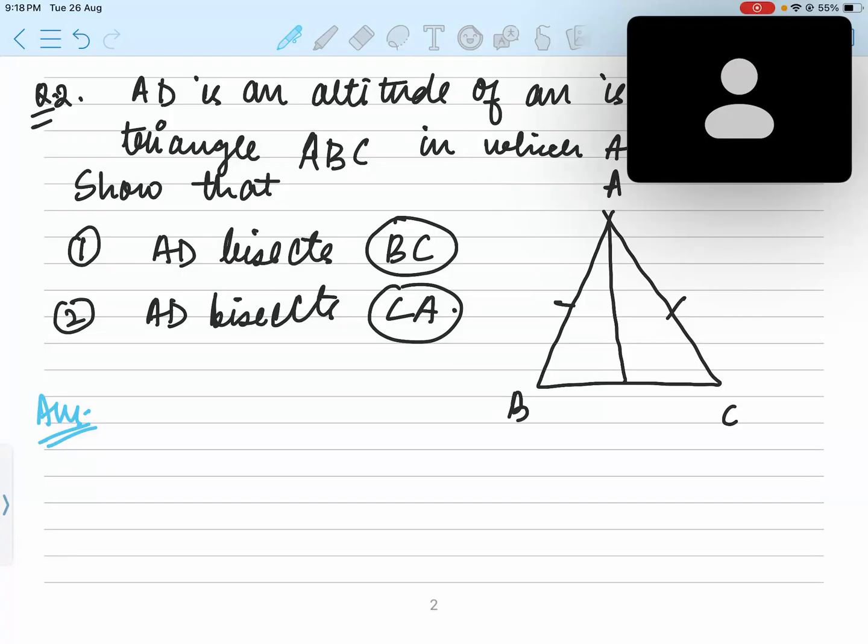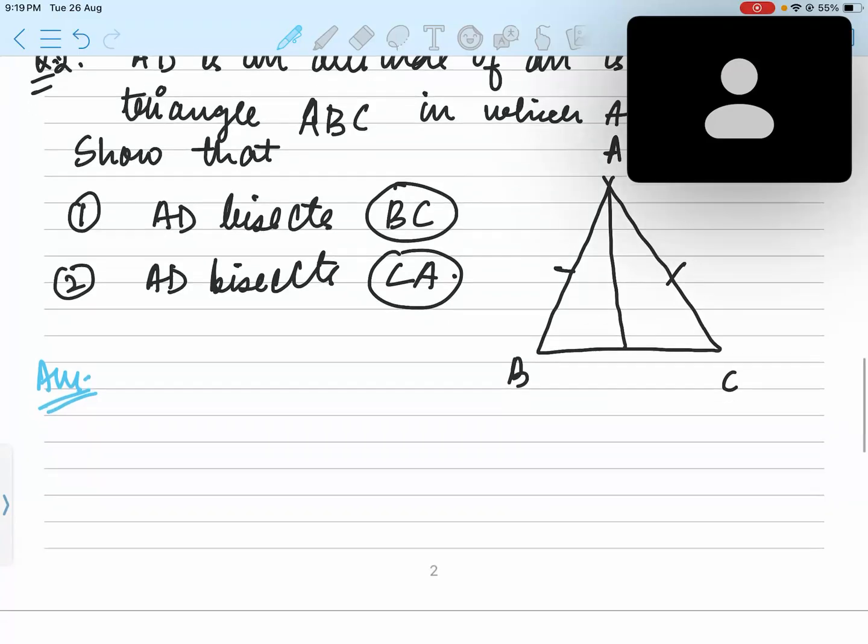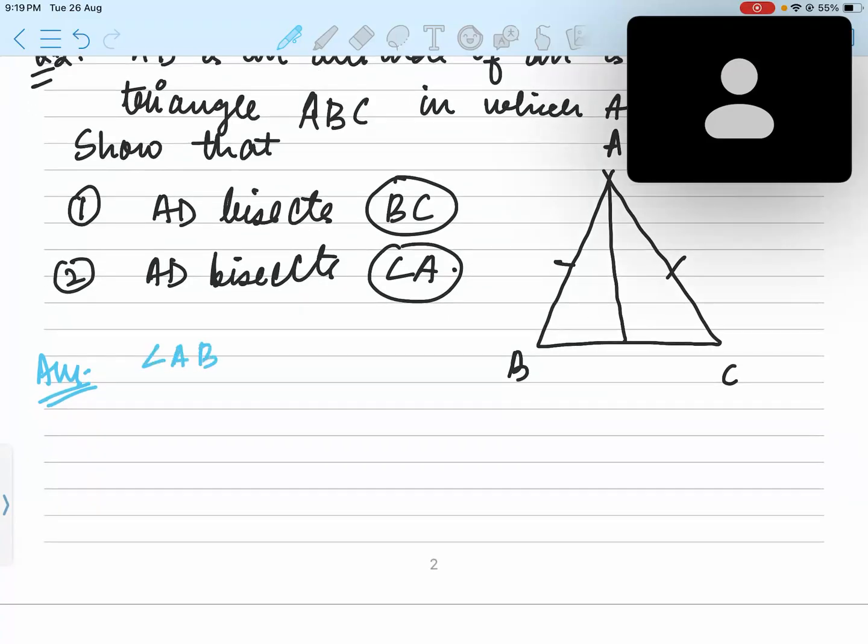First, we have to prove that triangle ABD is congruent to triangle ACD. Let's call this D. Triangle ABD is congruent to triangle ACD. That's correct. Then AB is equal to AC. That's given.